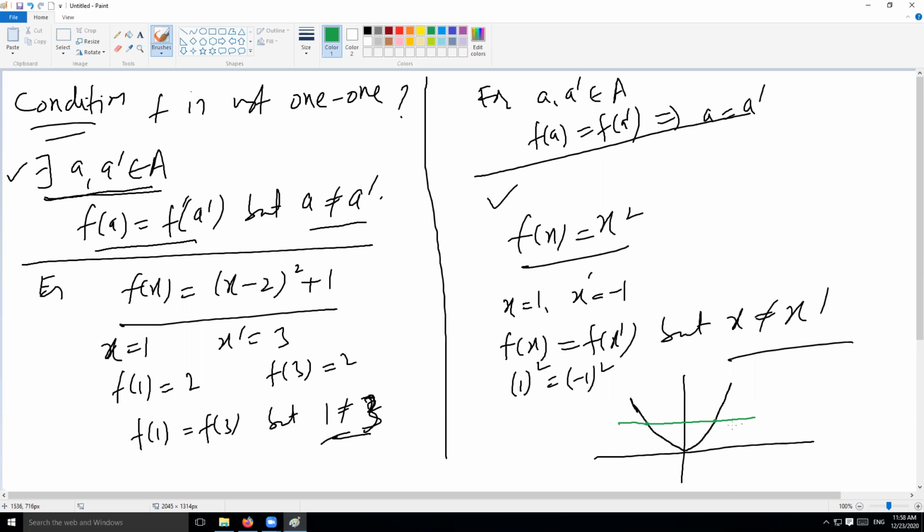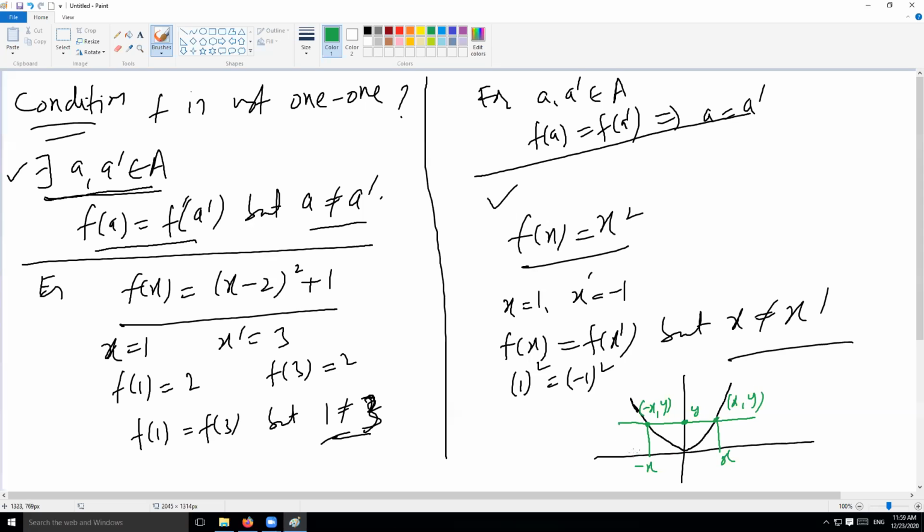Exactly. So what is the trouble at these two points? The trouble at these two points is that the output is the same, the value of the function is the same. Okay, let's call it y, but it has two different inputs actually. What is the coordinate of this point? If this is x, then this would be negative x. The coordinates of this point are negative x, y, and the coordinates of this point are x, y.